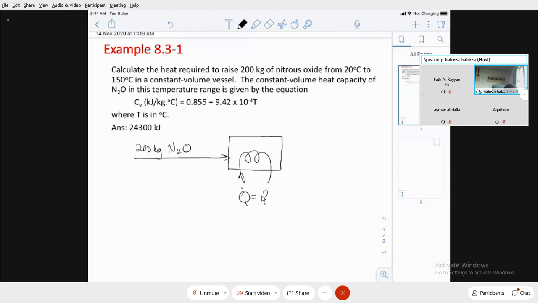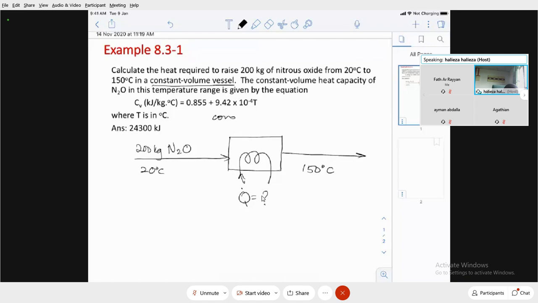N2O. How to know? Look it up in Appendix B2. You're going to have it initially at 20 degrees C. Now you're going to heat it up from 100 to 150 degrees C in a constant volume vessel. The heat capacity, when you're using constant volume, you'll be looking at delta U.